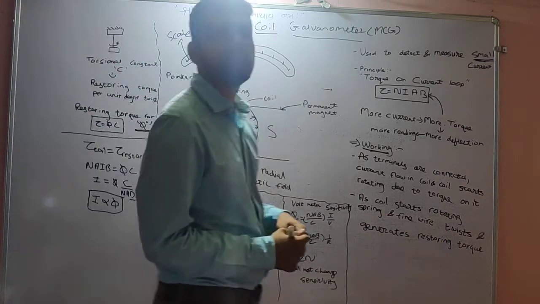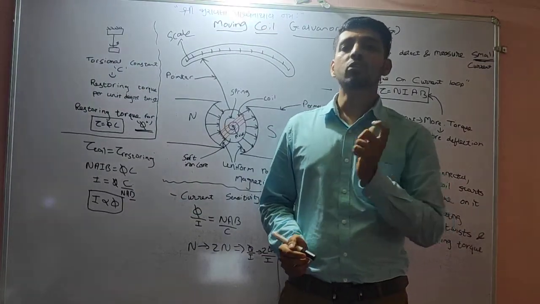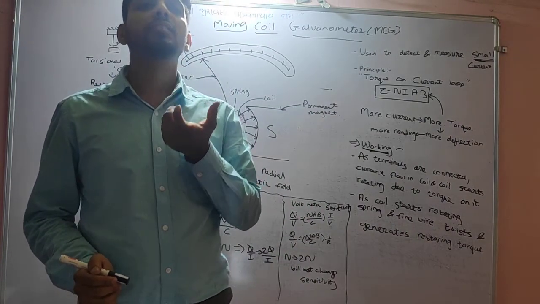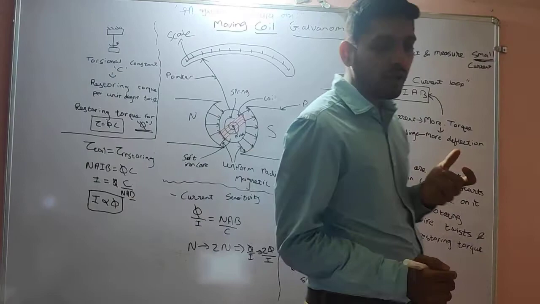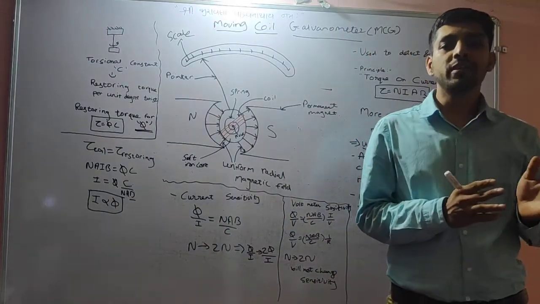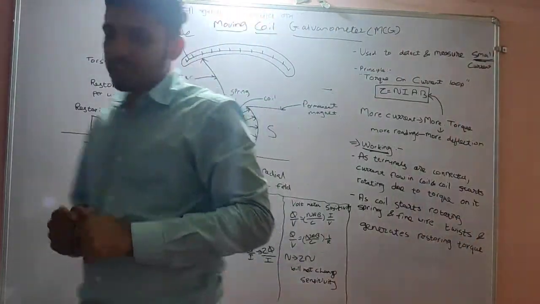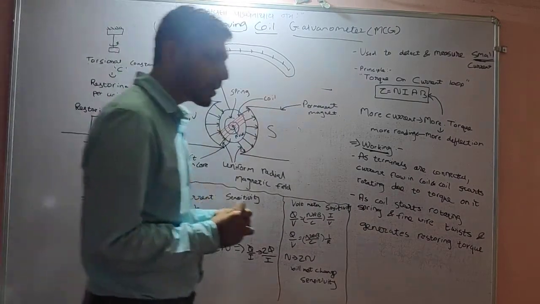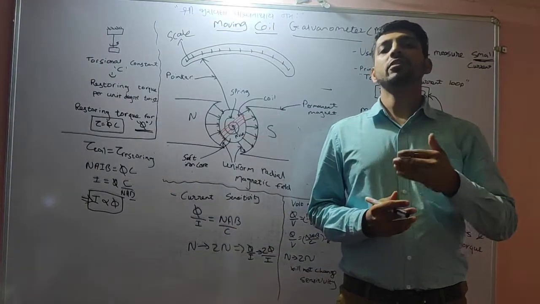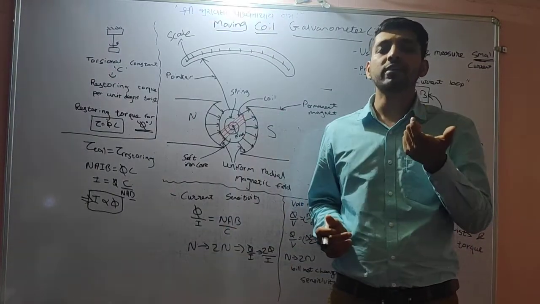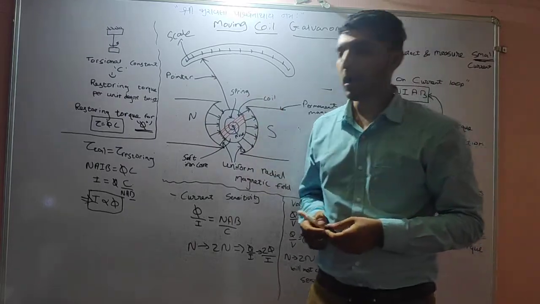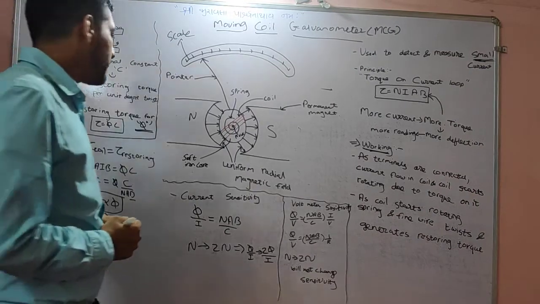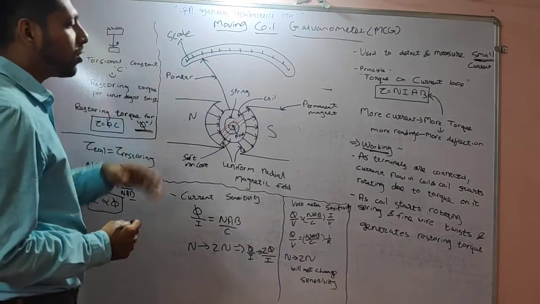What does that mean? The more the twist produced, the more the current is flowing. The more the current is flowing, the more there will be the twist. Vice versa, if more current is moving, the value of phi will keep on increasing. So it can measure the current. If more current is passing, it will show more deflection, which will be seen over here on the scale. Okay, I hope this much is very clear to you. So this was all about the moving coil galvanometer.